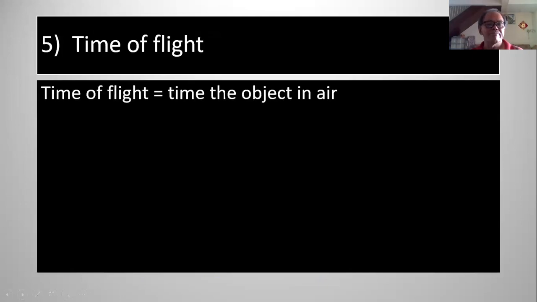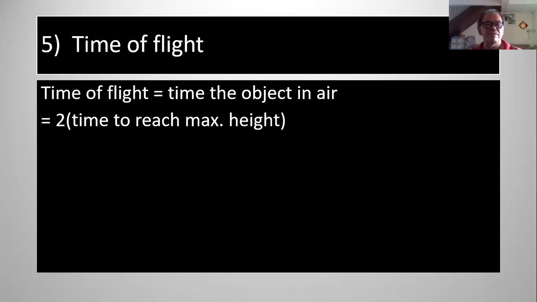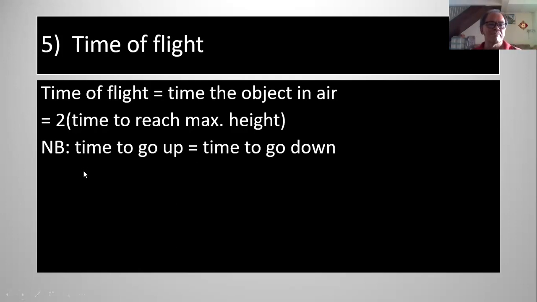Right? Time of flight, the time the object is in the air, is 2 times the time to reach maximum height. Time to go up to maximum height and time to come down from maximum height to the ground are the same. That's why it's 2 times. Right? Time to go up equals time to go down.